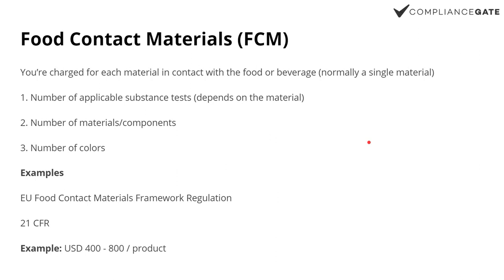Alright, food contact materials. Well, it's almost identical in terms of the cost structure. It depends on the number of substance tests, which in turn depends on the material. It depends on the number of different materials and components. It depends on the number of colors. Now, what is unique is that this applies specifically to the material or the components that are in contact with food or beverage. This tends to be a single material in a single color.